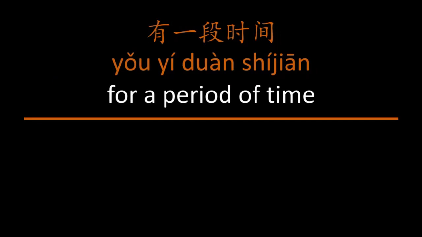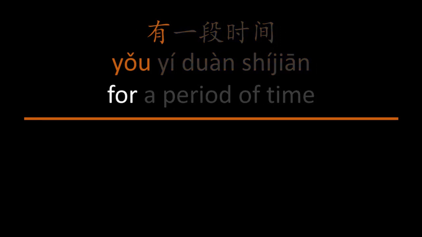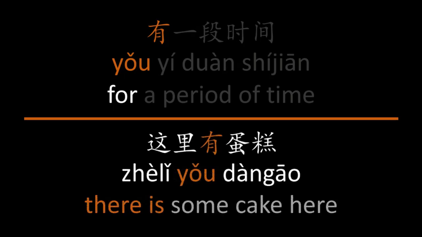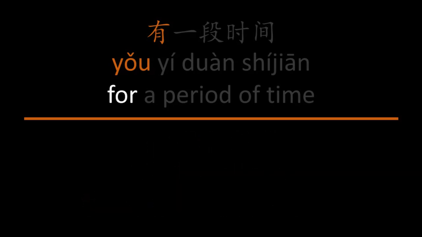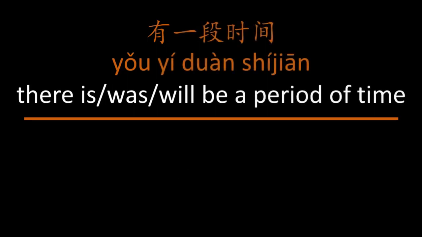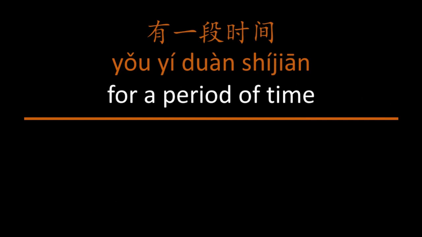Now how about 有一段时间, meaning for a period of time? So in this context, 有 can be translated to for. But we mostly know 有 to mean to have. So how do we get from that to the meaning of for? Well, 有, have, is referring to the existence of something. In other words, there is something. For example, in the sentence, 这里有蛋糕, there is some cake here. So when we say for a period of time, what we mean is there is, there was, there will be a period of time. Or in other words, for a period of time.